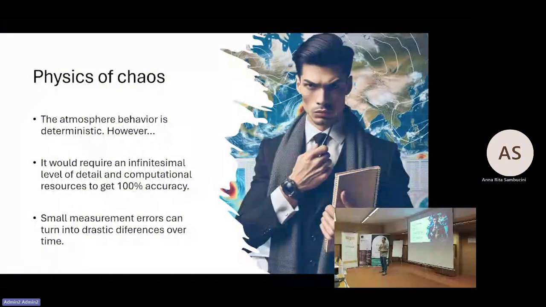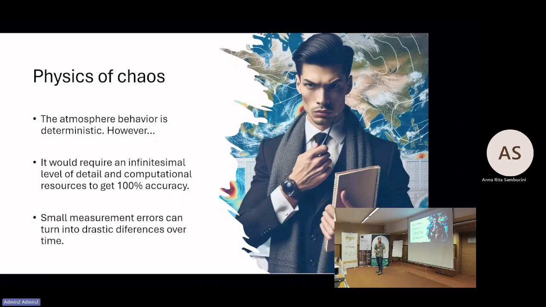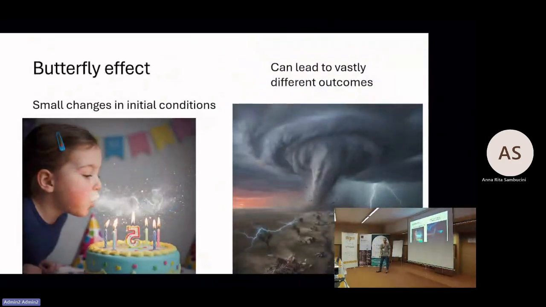But in reality, our sensors and satellite images have intrinsic errors. These errors may be low, but when you do forecasts at long ranges, they accumulate and can lead to vastly different outcomes. As you might have heard about the butterfly effect, which means exactly that.